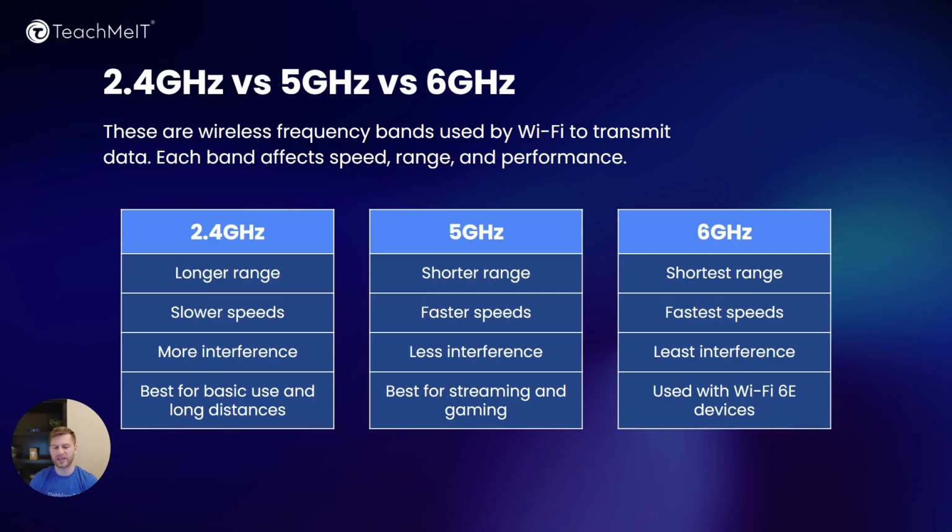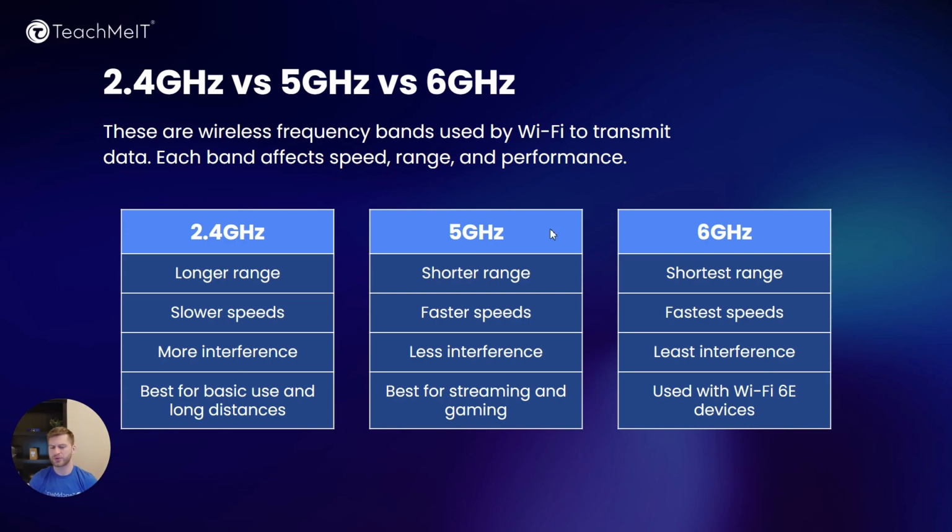6 gigahertz is newer though. It's very similar to 5. It has a short range. 5 has a short range, and 2.4 has a longer range. But 6 gigahertz is newer, has a lot faster speeds than both 5 gigahertz and 2.4, has less interference, but it's used with Wi-Fi 6E devices. So 6 gigahertz is by far the newest version of Wi-Fi.